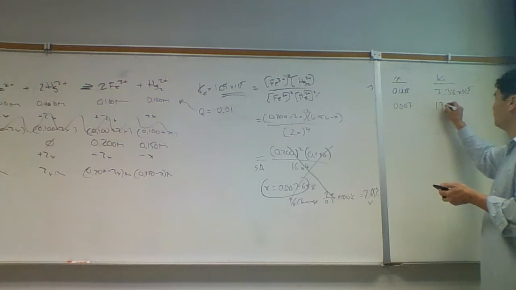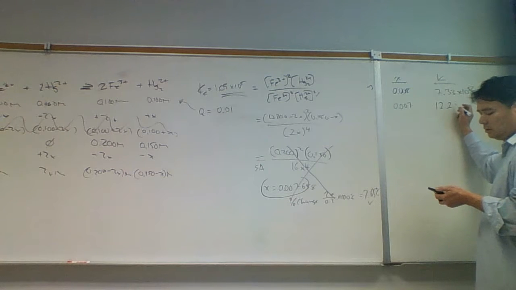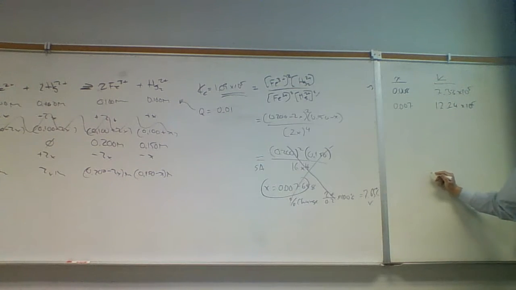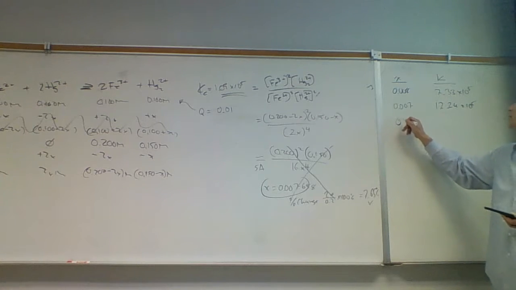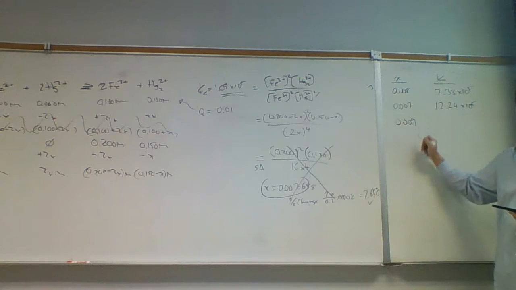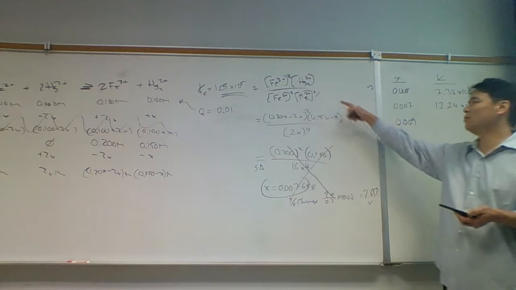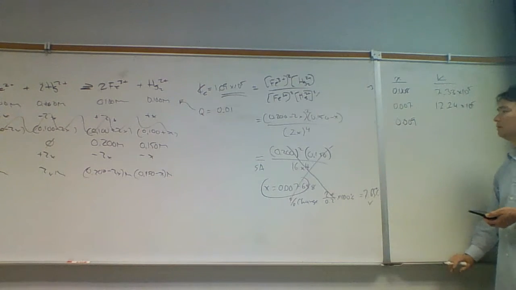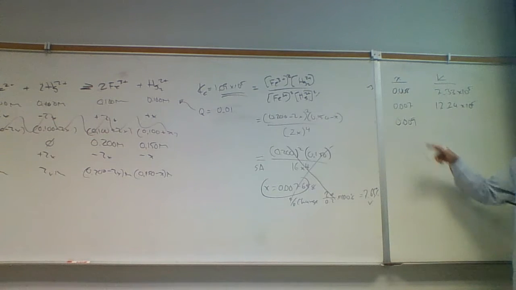And I went the wrong way. I got 12.24 times 10 to the fifth. Well, that's okay because I should have gone to 0.009. And I should have known that because it's fourth order on the denominator, third order numerator, maybe. And so let's try 0.09 and see where that brings us.